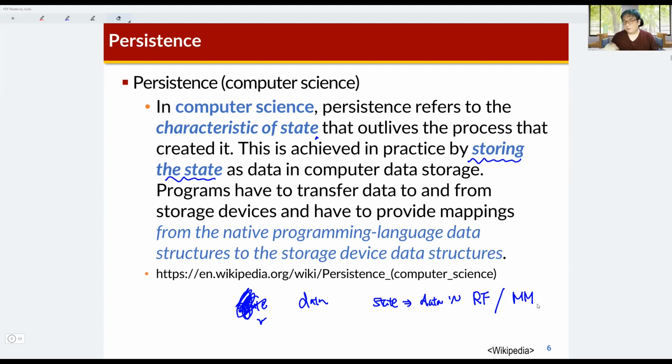So if the instructions are executed in the computer processor, the data in the register file or main memory are updated. That means the state of the architecture is changed, or updated. And then if the state is persistent, that means we need to store this data to a more reliable memory space or some storage space.